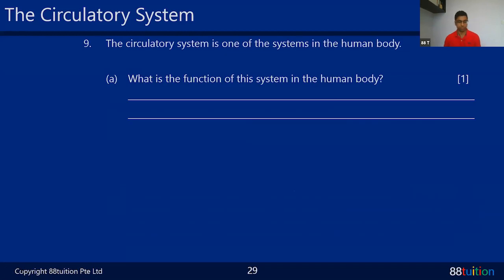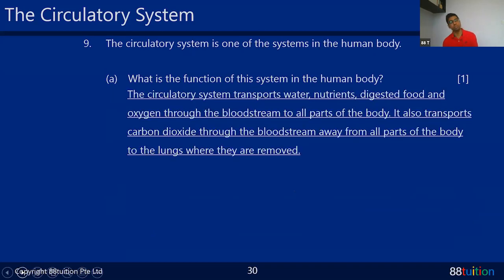Okay, good. What is the function of the human circulatory system in the human body? The circulatory system transports water, nutrients, digested food, and oxygen through the bloodstream to all parts of the body. It also transports carbon dioxide through the bloodstream to take it away from the body. So what is in and what is out? That's what the circulatory system is.